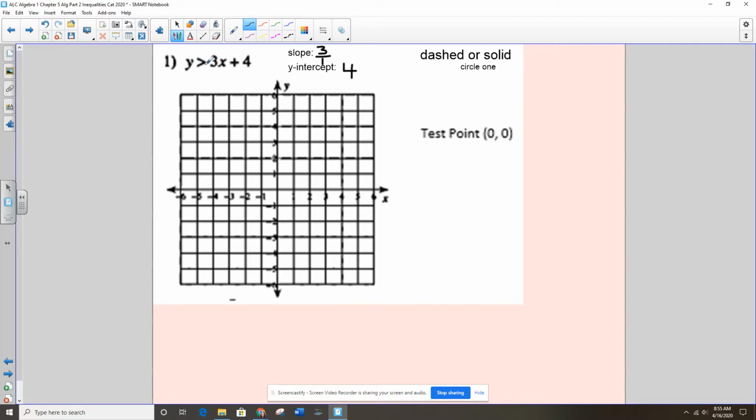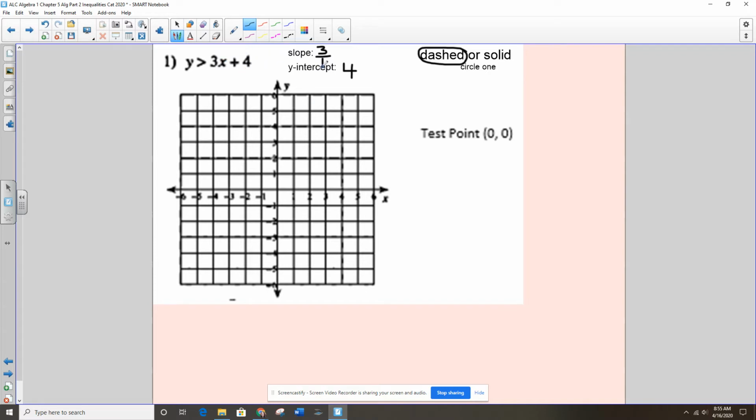Does Fred have a mustache? Does it say equal to here? And I would argue that it does not. So that means that we've got ourselves a dashed line. I'm going to tell myself that right now to get ready, and we're going to graph it.